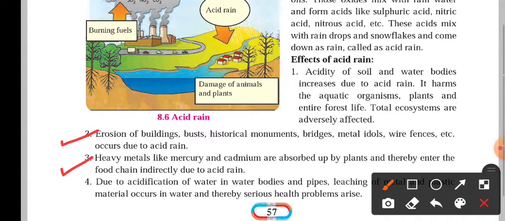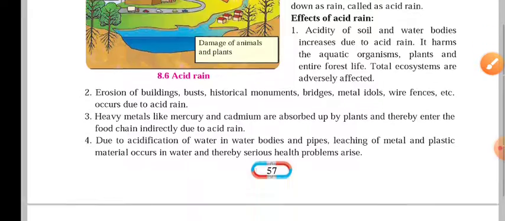and heavy metals like mercury and cadmium are absorbed by plants and thereby enter the food chain indirectly due to acid rain. Due to acidification of water in water bodies and pipes, leaching of metals and plastic materials occurs in water, and thereby serious health problems arise. These are the effects of air pollution we have seen.